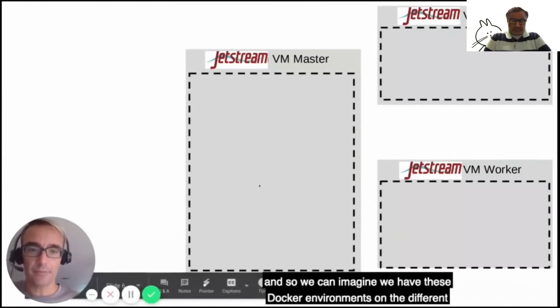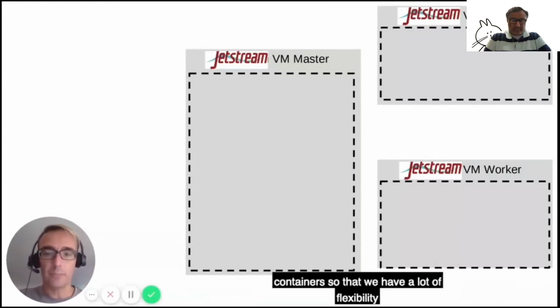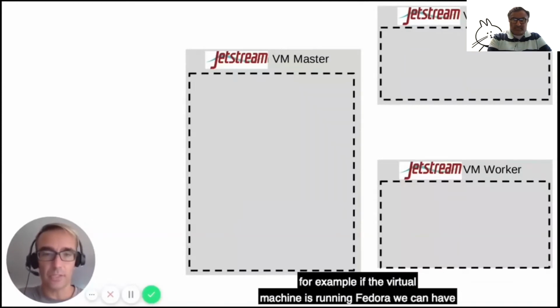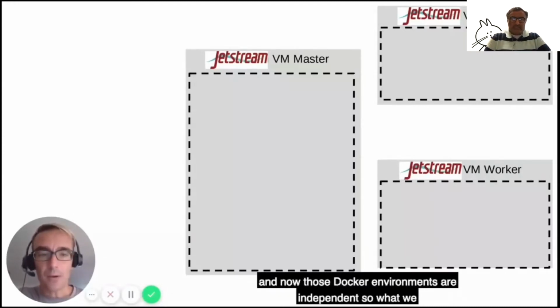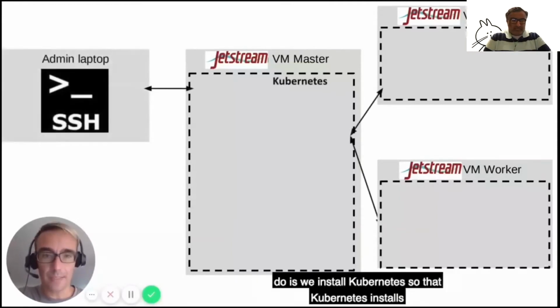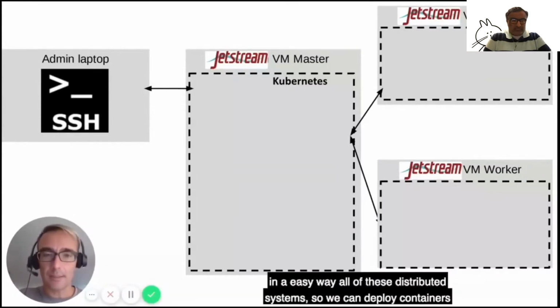And so we can imagine we have these Docker environments on the different machines. Docker allows us to deploy containers so that we have a lot of flexibility. For example, if the virtual machine is running Fedora, we can have containers running Ubuntu or any other Linux distribution. Now those Docker environments are independent. So what we do is we install Kubernetes, so that Kubernetes installs different services across the cluster to basically manage all of these distributed systems in an easy way.